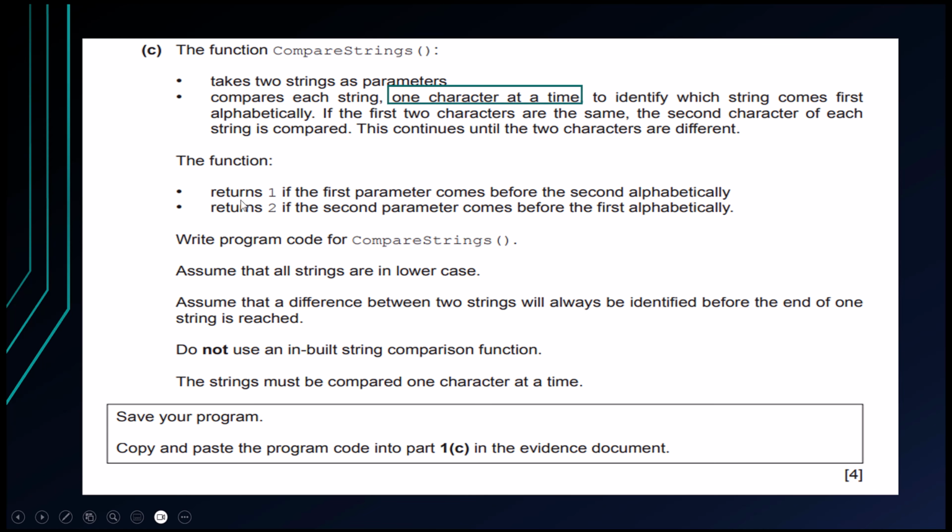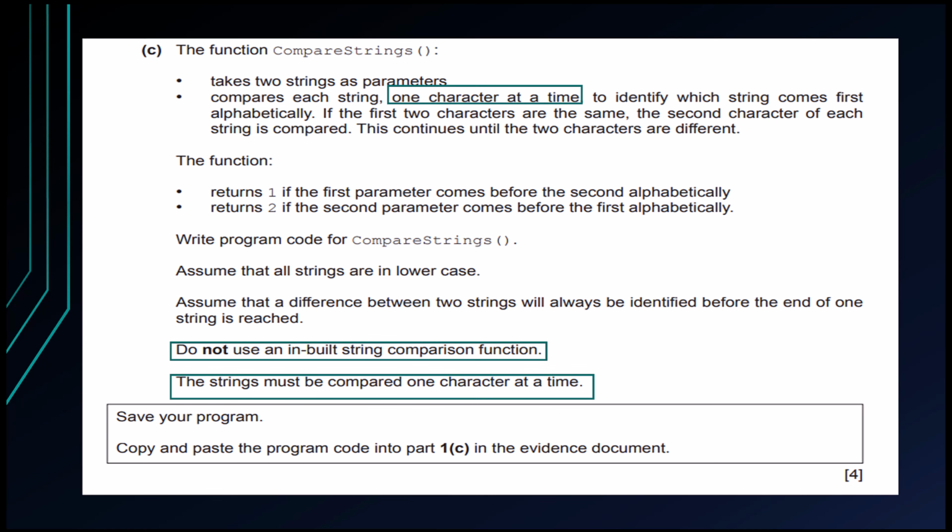And it tells us that right here, returns 1 or 2. Assume that a difference between two strings will always be identified before the end of one string is reached. Because that happens, we can use a for loop here and make it really easy to do. Do not use an inbuilt string comparison function. They want us to use string manipulation here. The strings must be compared one character at a time. They're letting us know that again, and that just screams using the mid function.